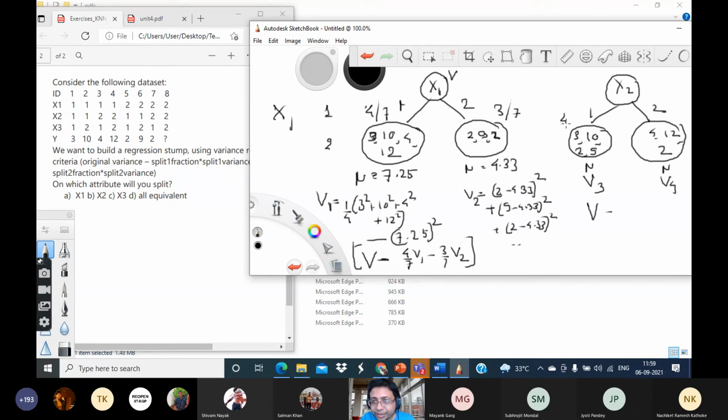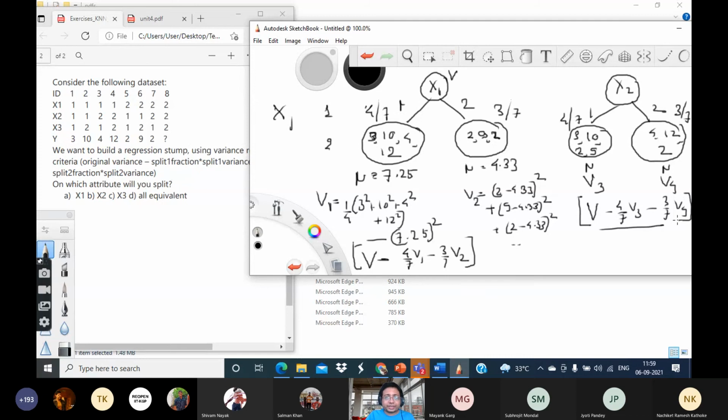Note that the split sizes are again 4/7 and 3/7. So I will get V minus 4/7 of V3 minus 3/7 of V4. So you'll get some numerical value for it.